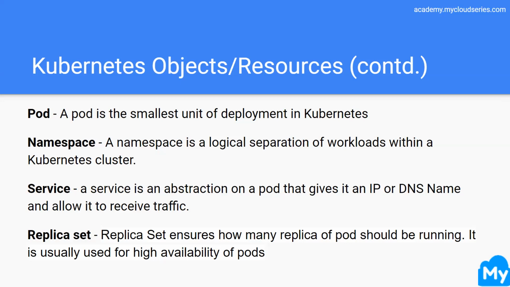Next we have here is a replica set. Now, a replica set ensures a number of pods should be running. It is usually used for high availability. Now, what the replica set means is that you are able to replicate a pod into many copies. Now, at the beginning of this course, I talked about replica sets. So this is the explanation of a replica set clearly.